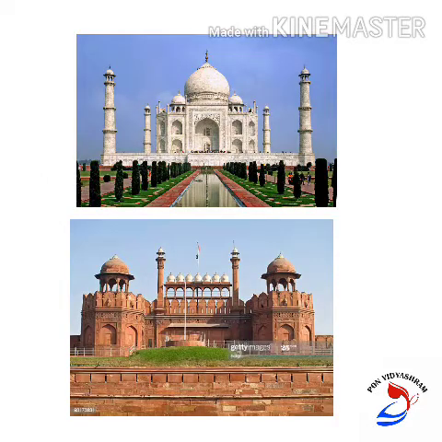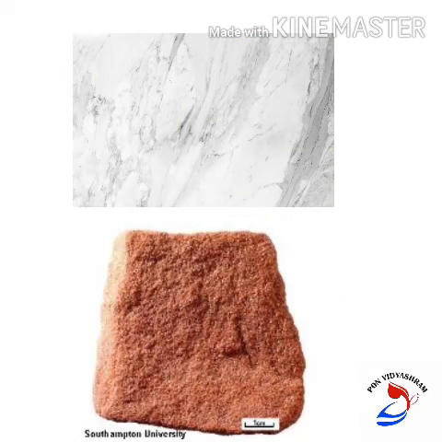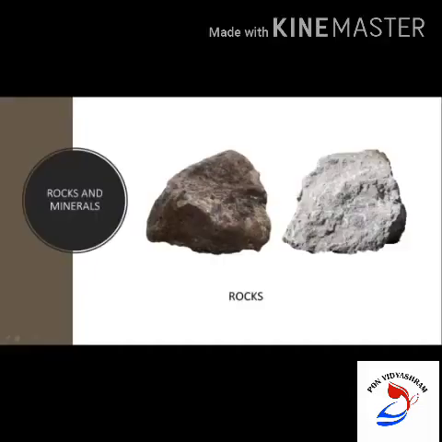Have you seen the Taj Mahal and Red Fort? Do you know what material was used to build the Taj Mahal and Red Fort? They used marble and red sandstone. Do you know how this marble and red sandstone formed? Now we are going to learn how different types of rocks are formed and what the uses of rocks are.